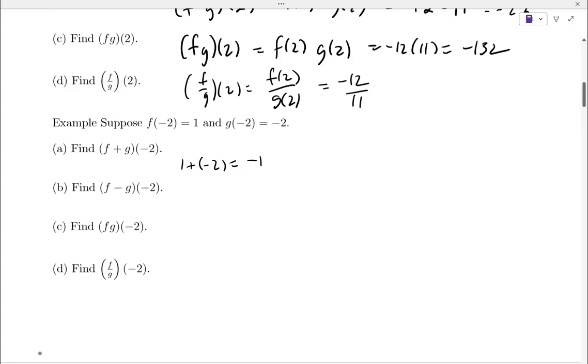What about the next one? It'd be positive 3, right? Because it'd be 1 minus a negative 2. For the third one, negative 2. And the last one, negative 1/2. That okay?